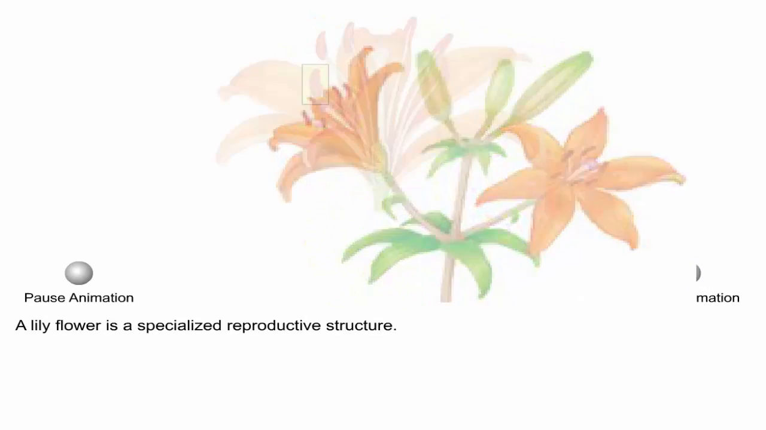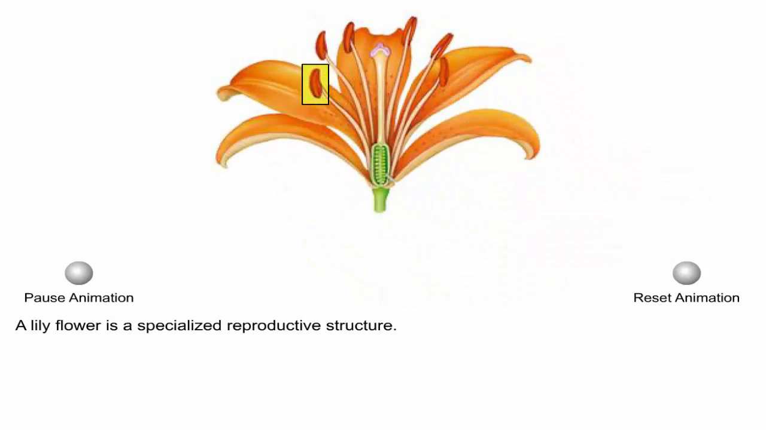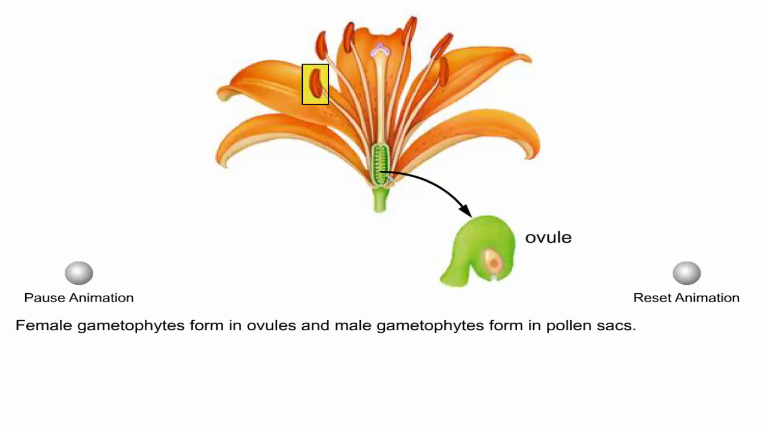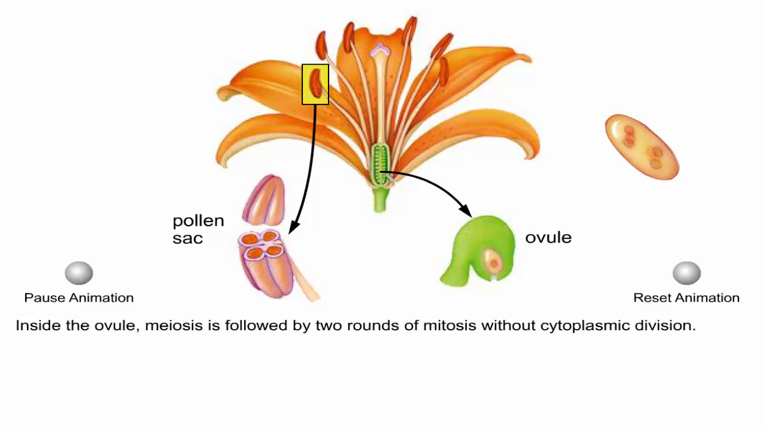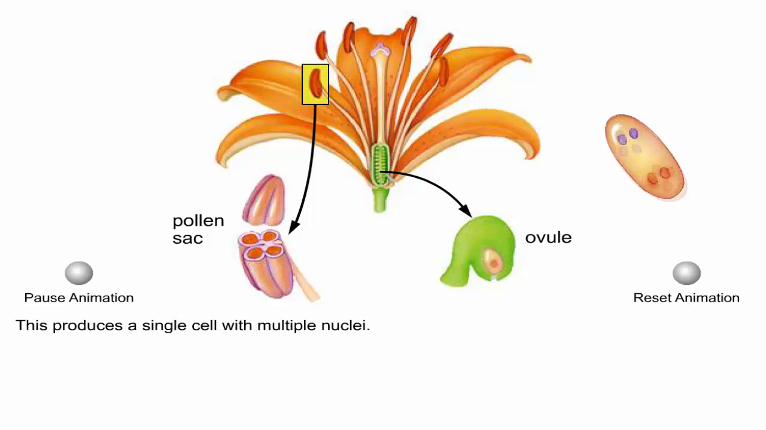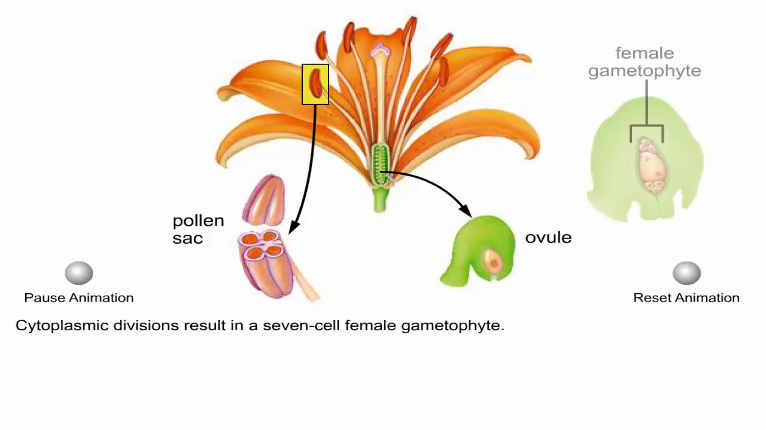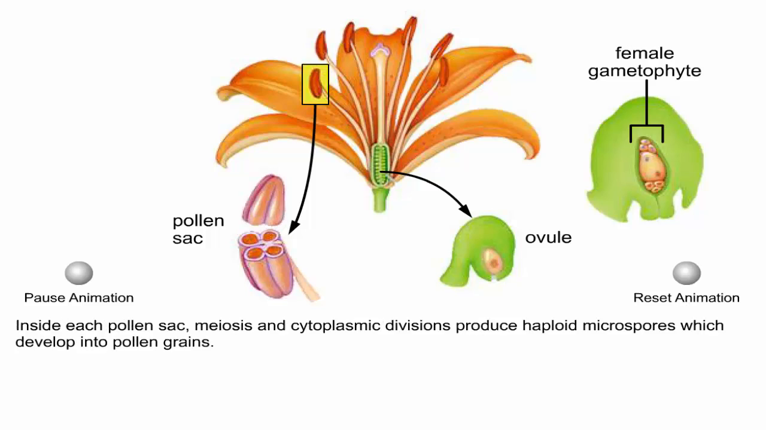A lily flower is a specialized reproductive structure. Female gametophytes form in ovules, and male gametophytes form in pollen sacs. Inside the ovule, meiosis is followed by 2 rounds of mitosis without cytoplasmic division. This produces a single cell with multiple nuclei. Cytoplasmic divisions result in a 7-cell female gametophyte.